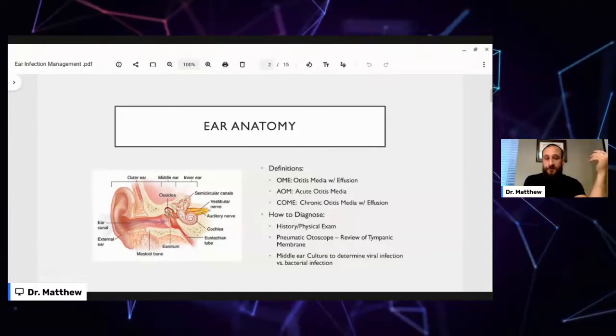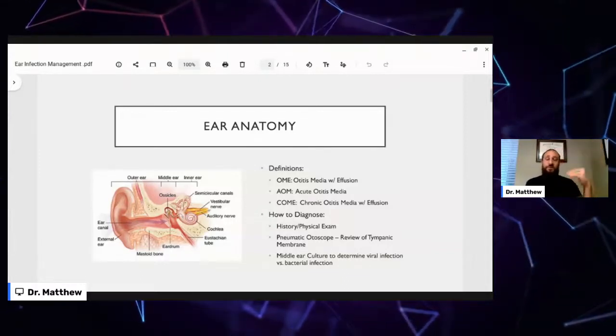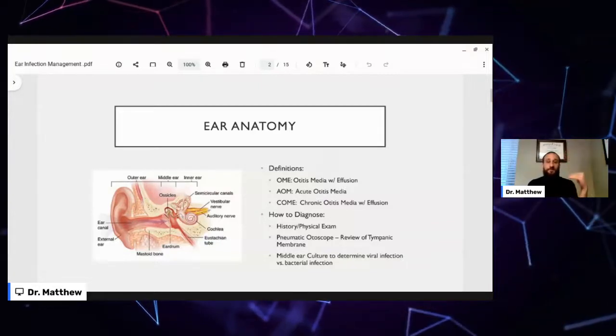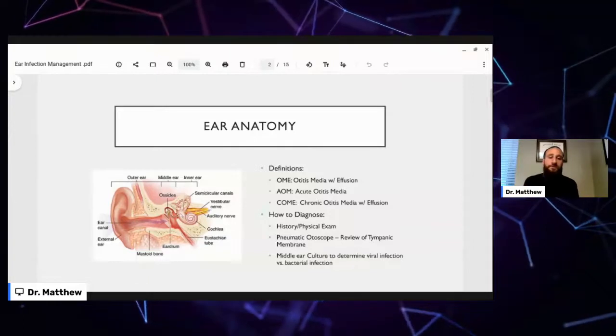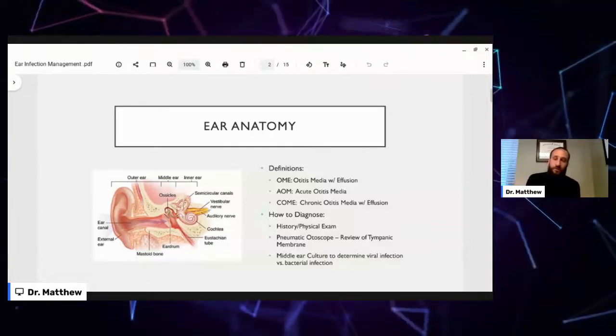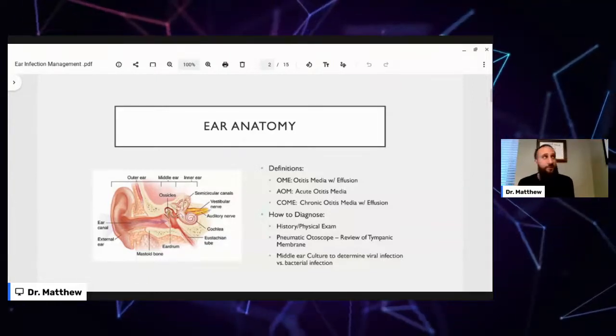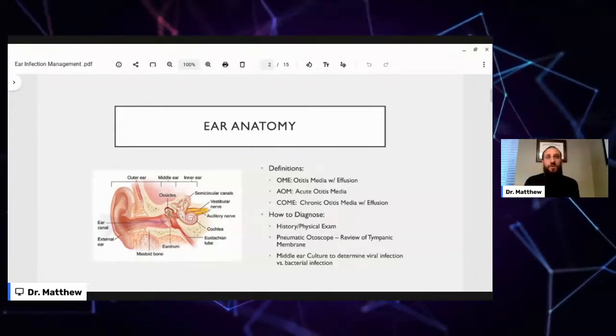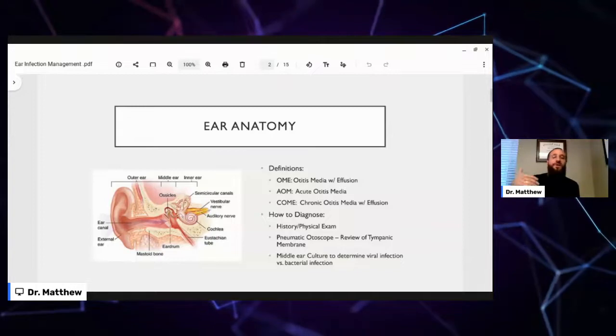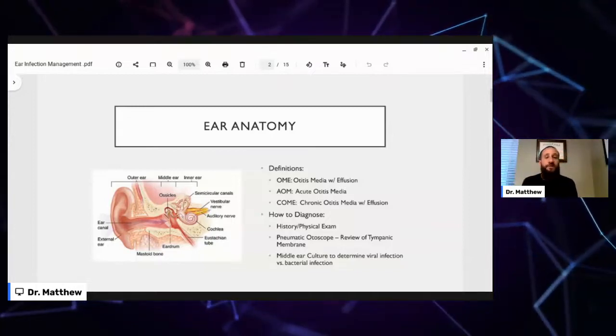How to diagnose ear infections. One is through a history, and this is going to go from least invasive to most invasive. So least invasive, how to diagnose an ear infection is through a history and physical exam. So you're talking to the parent, who says, hey, there's been a fever, there's been a runny nose, baby's been pulling on their ears. You're painting a picture to maybe a diagnosis of an ear infection.